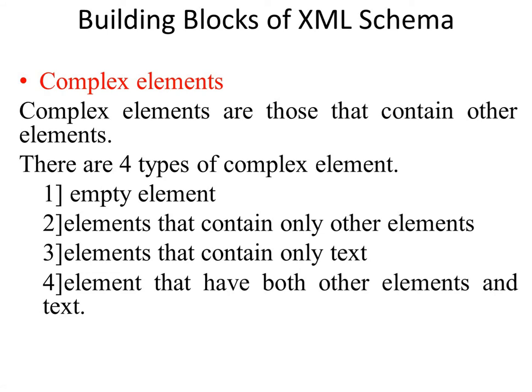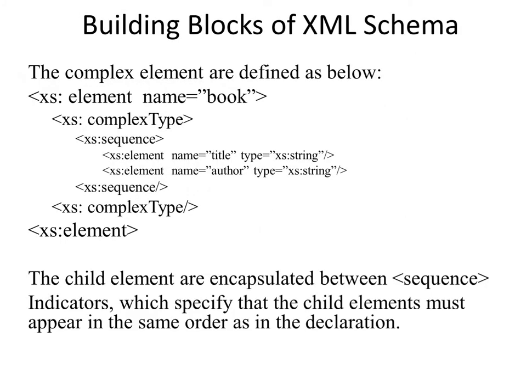So complex elements are those that contain other elements. There may be four types of complex element. The complex element may be an empty element, or it may contain only other elements. It may contain only a text value, or it may contain both other elements, sub-elements, and text. So this is the example for the complex element.